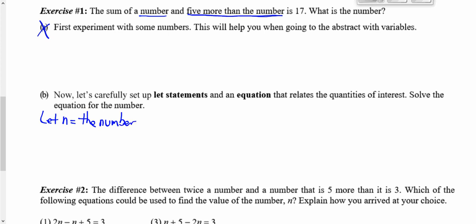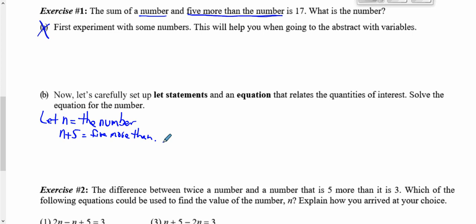Now, is there something else in there? What are we going to be adding to the number? 5 more than the number. Not 5, 5 more than the number. So how do we represent 5 more than our number when our number is n? That's n plus 5, right? That's 5 more than, well, I'm going to write it all out. Okay? 5 more than.